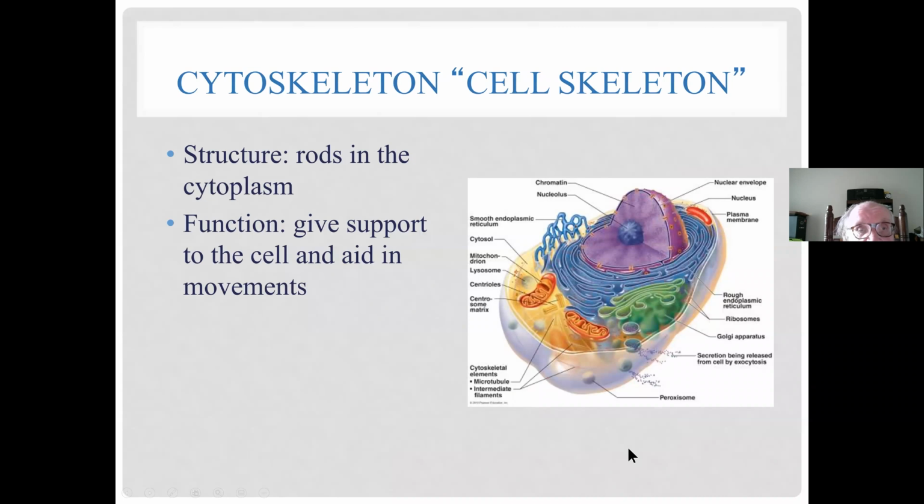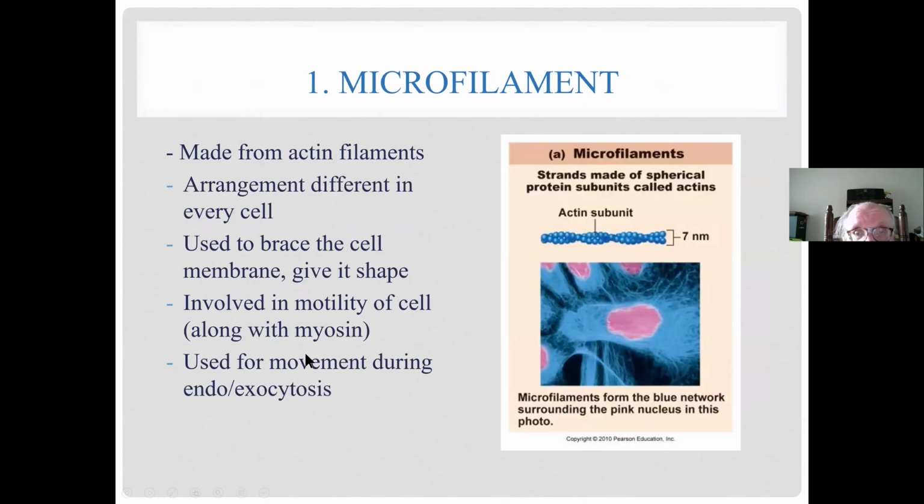Next, we have a cytoskeleton. Cytoskeleton does a number of things. Number 1, it shores up the structure of the cell, so the cell is in motion, but it's not in constant motion. We've got to have the plasma membrane attached to the cytoplasm of the cell and certain organelles attached. So you can think of it a little bit as scaffolding, okay? So rods in the cytoplasm give support to the cell and aid in movement. We have microfilaments.